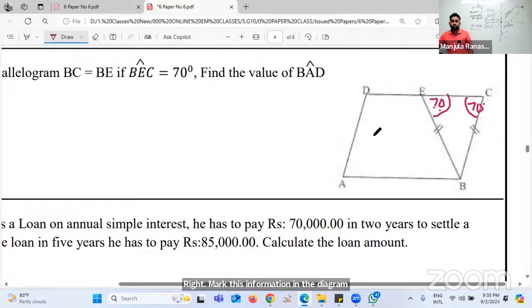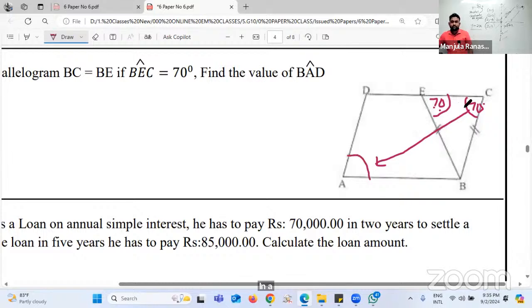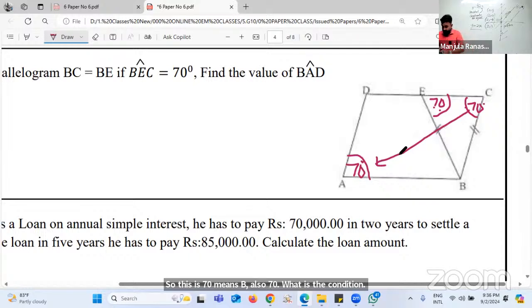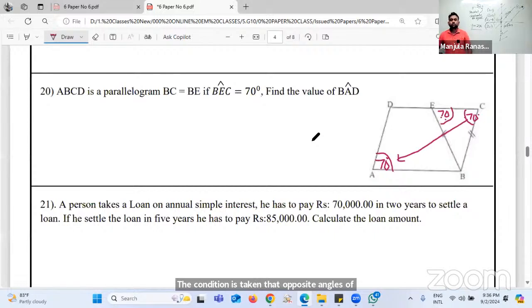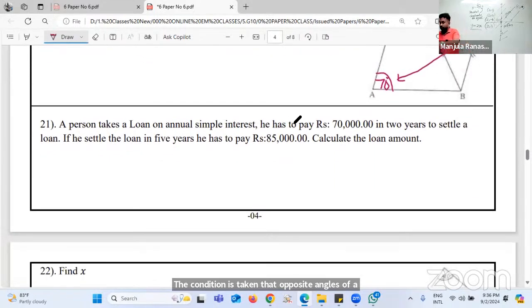Now 70 and 70 are equal. Now that is a parallelogram. In a parallelogram, the opposite angles are equal. So this is 70, which means angle BAD is also 70. What is the condition taken? The opposite angles of a parallelogram are equal. Find BAD. BAD equals 70 degrees. Right. Now deal with question number 21. Read the question.